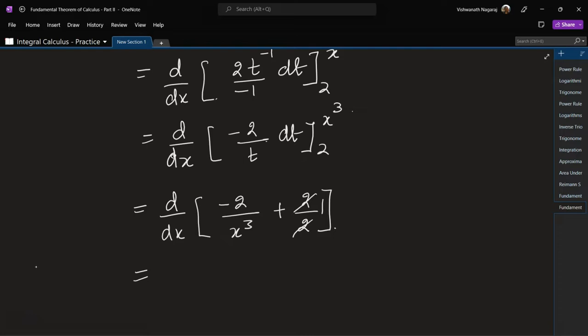Now let's differentiate. So if we differentiate it, what do we get? Minus 2, this we can take it up, and minus 2 times minus 3 times x to the power of minus 3 minus 1, which gives us 6x to the power of minus 4, which can be written as 6 by x to the power of 4.